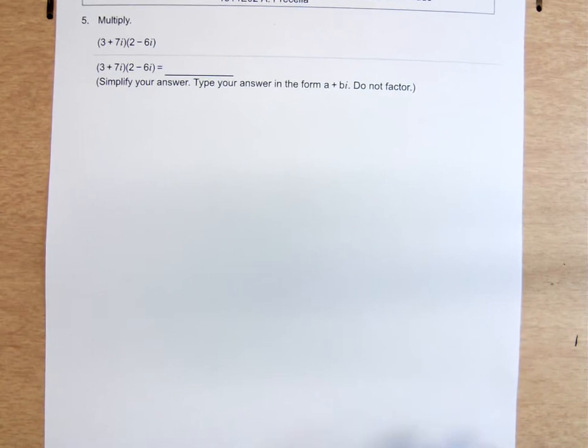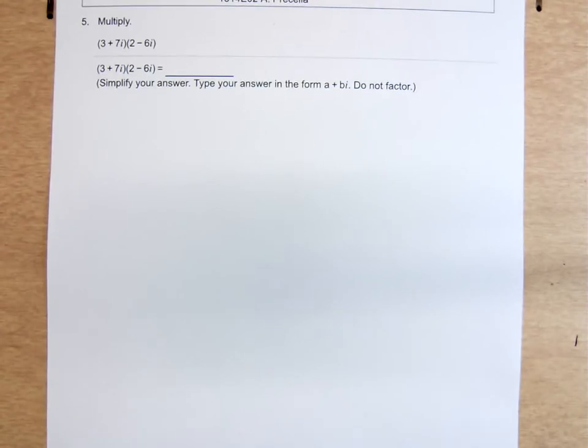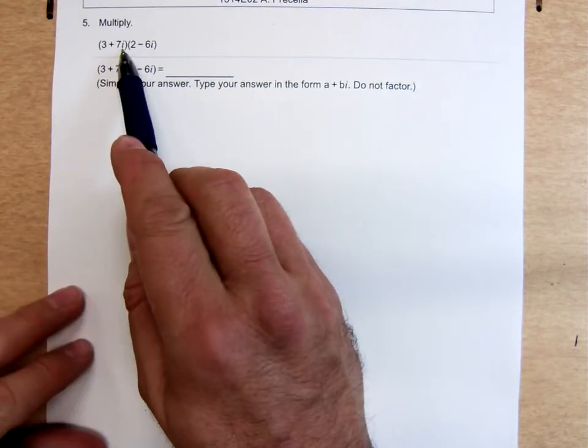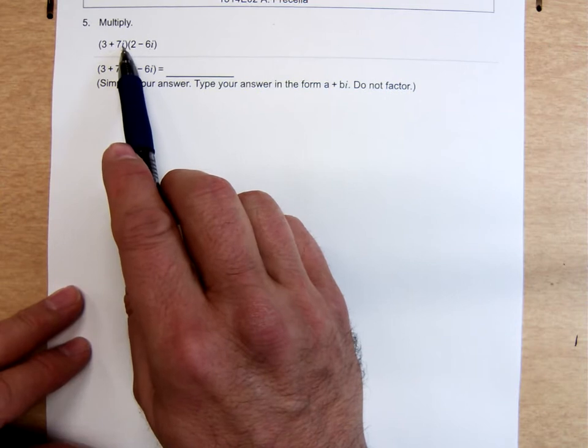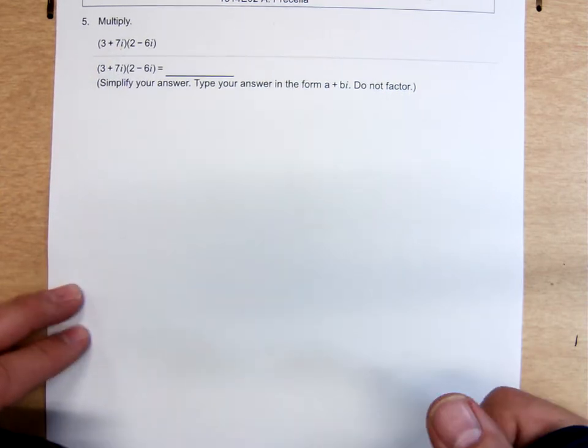This is Mr. Precella. I'm going to continue working on this review for the college algebra final exam. And here we're going to start off with multiplying imaginary numbers. Well, really complex numbers. When you have a real number and an imaginary number together, you call that a complex number.